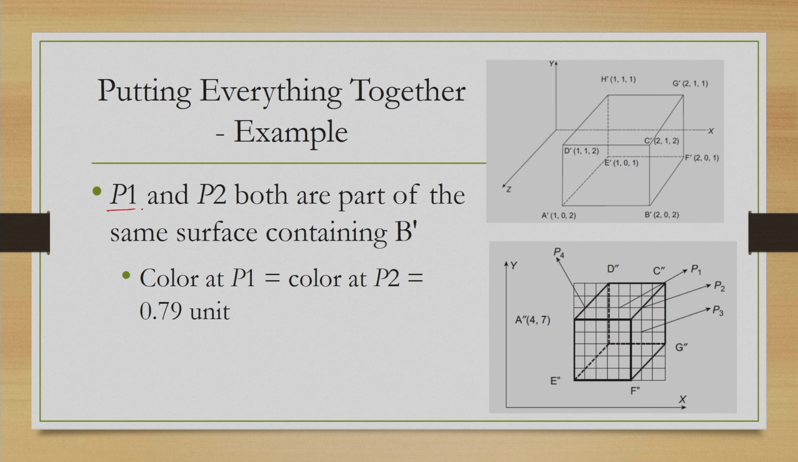Now, we know that P1 and P2 both are part of the same surface containing B dash. Now, if we are using flat shading, we have already computed the color at B dash. So, we will simply assign this color to all the surface points, that means to P1 and P2. So, the color values of P1 and P2 will be 0.79 unit.